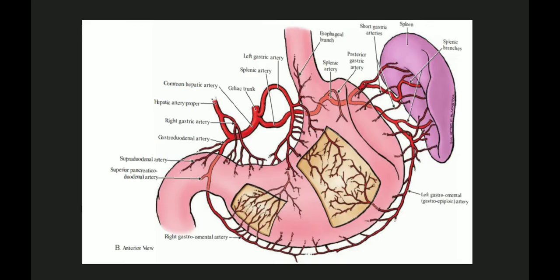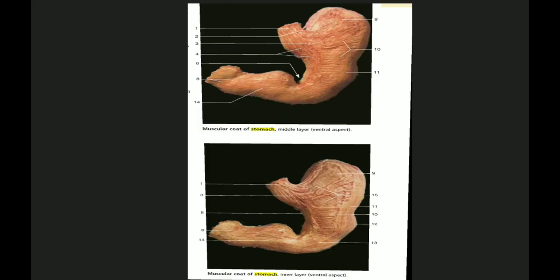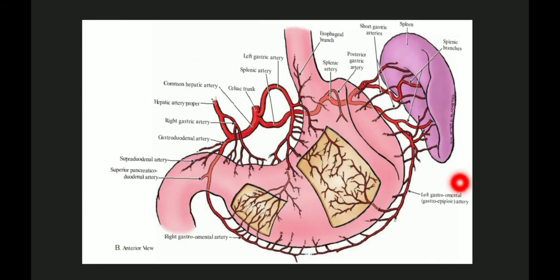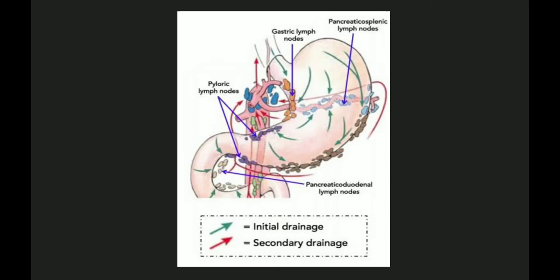The same picture. You can see the gastroepiploic artery. The gastroepiploic arteries, right and left gastro-omental, supply the greater curvature, and the lesser curvature is supplied by the left gastric artery and the right gastric artery. Okay? Now the lymphatic drainage.